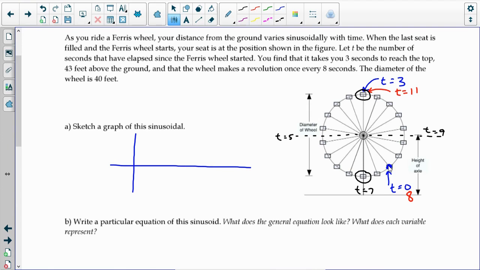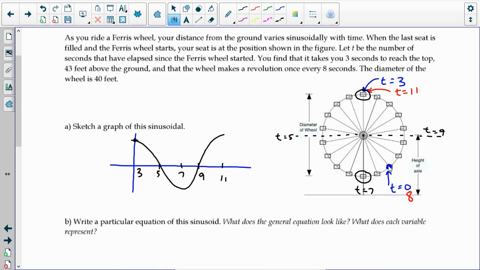So that kind of looks like a cosine graph to us, because when time 3 is the case, I'm at the highest point. Then I reach a middle at 5. I get to the bottom at 7. I get back to the middle at 9. Then I reach my highest point at 11. So that kind of looks like a cosine graph.